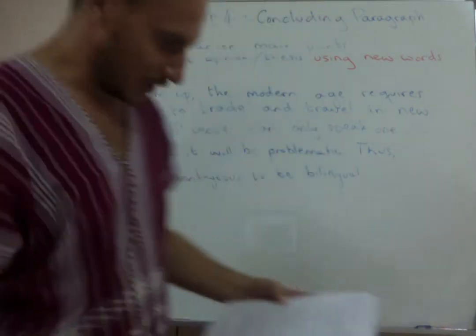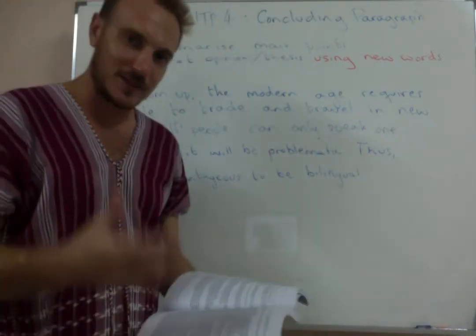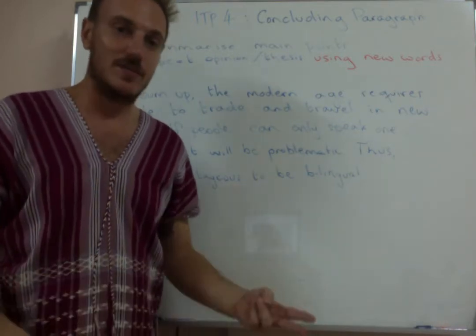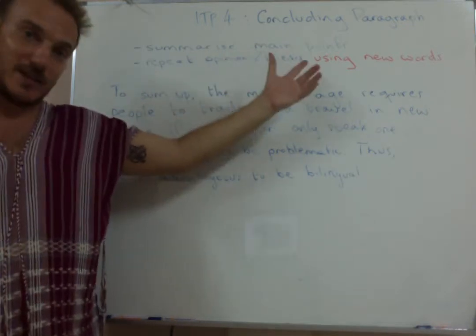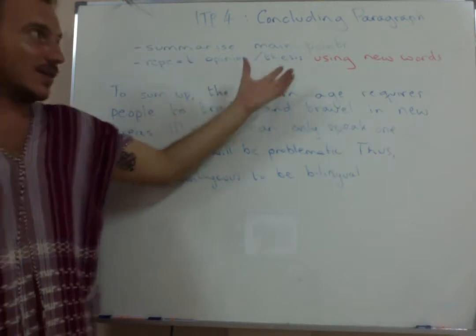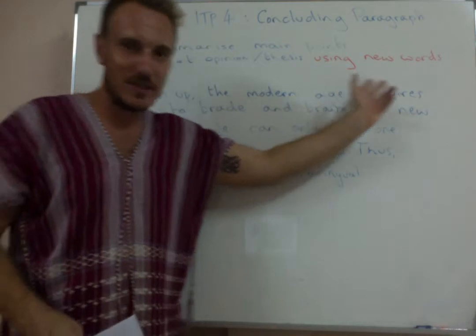So, looking first of all at page 72 and 73, it sets out what needs to go into a paragraph for it to be well-organized. And there are 2 points. One, you need to summarize the main points that you've made in the essay. And 2, you need to repeat your opinion or your thesis using new words. And that last point is very important.